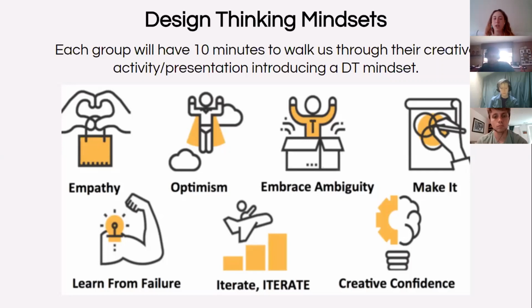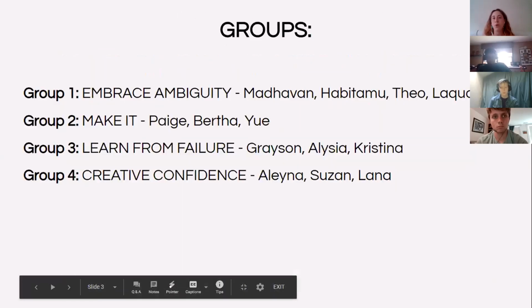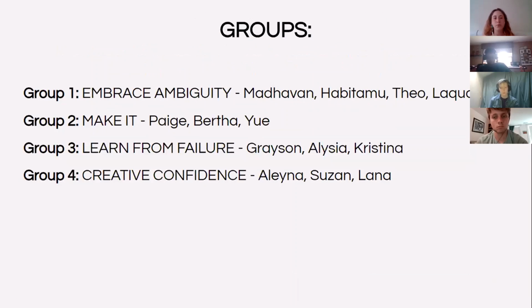I think we covered a lot of empathy in the past 2 weeks, and the same goes for optimism. That's just how you should be looking at things. And you had a chance to read about all of these, but we're going to be exploring the other 4: embrace ambiguity, make it, learn from failure, and creative confidence.